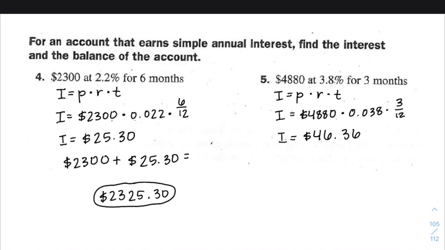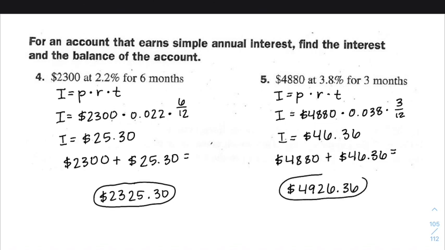$46.36. Now we need to add our principal amount of $4,880 and our interest of $46.36 together to find the balance. When we add these numbers together, we get a total of $4,926.36. And that is the answer for number 5.